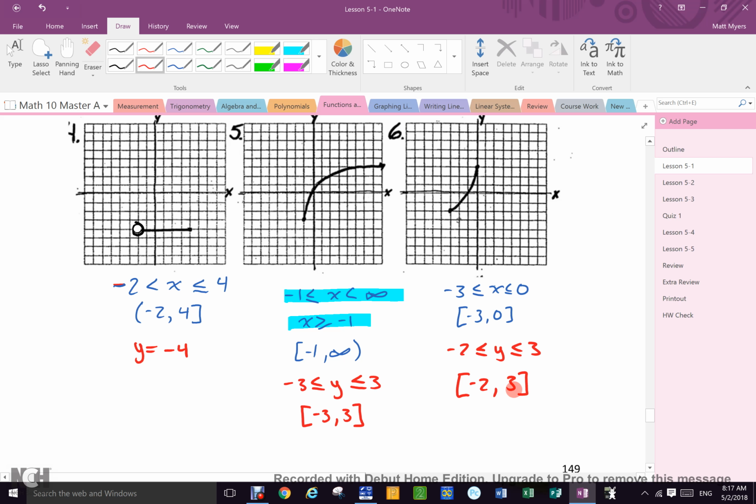Any questions from the first page? Please notice, because they were all lines, we could do set notation or interval notation. Is everyone okay with all of these?